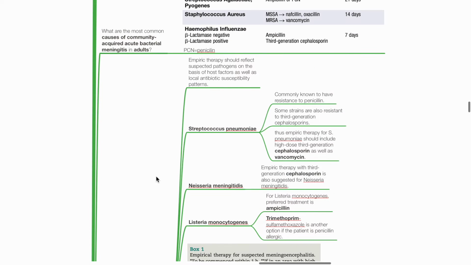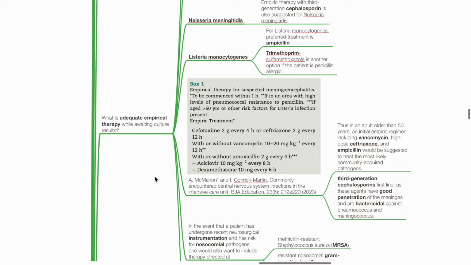What is adequate empirical therapy while awaiting culture results? Empiric therapy should reflect suspected pathogens on the basis of host factors, as well as local antibiotic susceptibility patterns. Empiric therapy for suspected meningoencephalitis to be commenced within 1 hour.